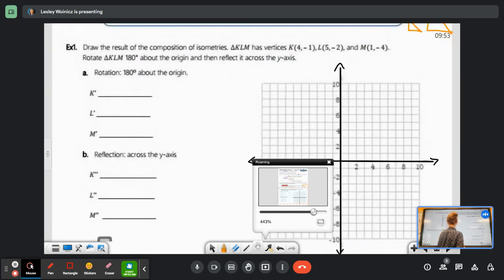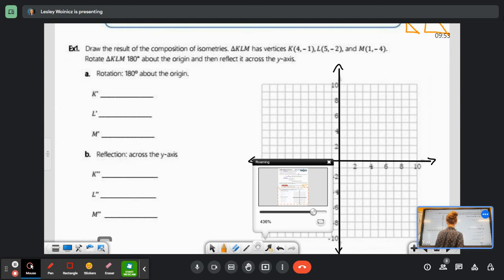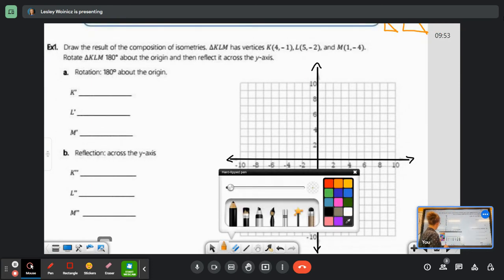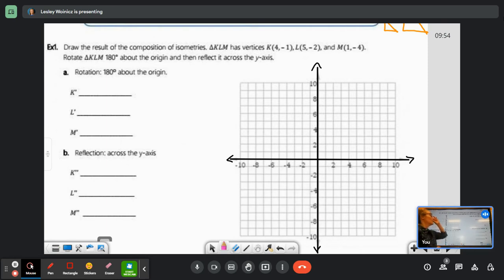Here is the one that I just could not do a few minutes ago, and I'm going to try it again, because if at first you don't succeed, try again. It's not hard. I was just having brain farts and I couldn't see the axes. So we have to draw this composition of isometries. We've got triangle KLM. We're going to first rotate it 180 degrees about the origin, and then we're going to reflect it in the y-axis.